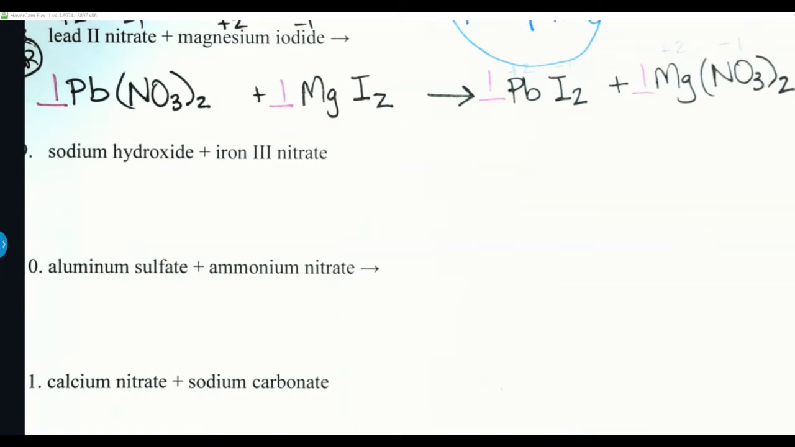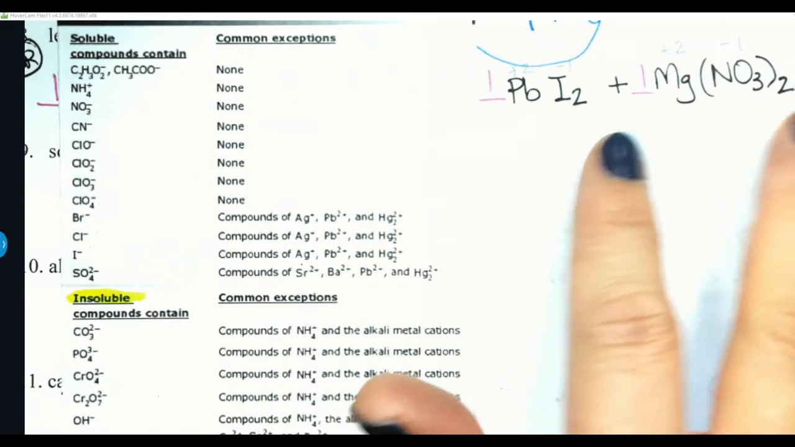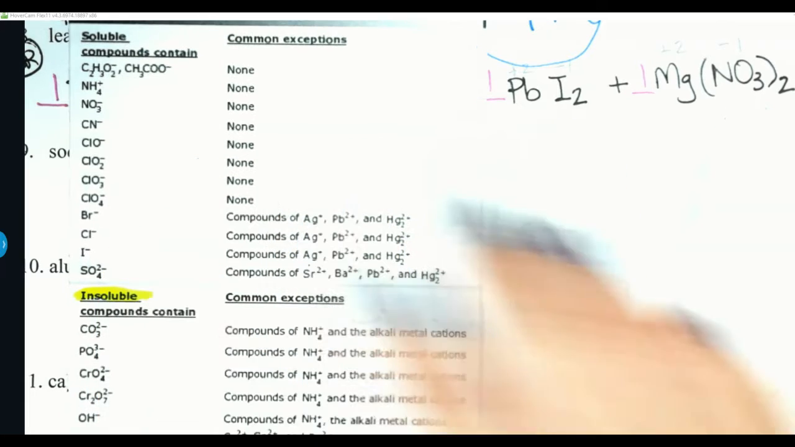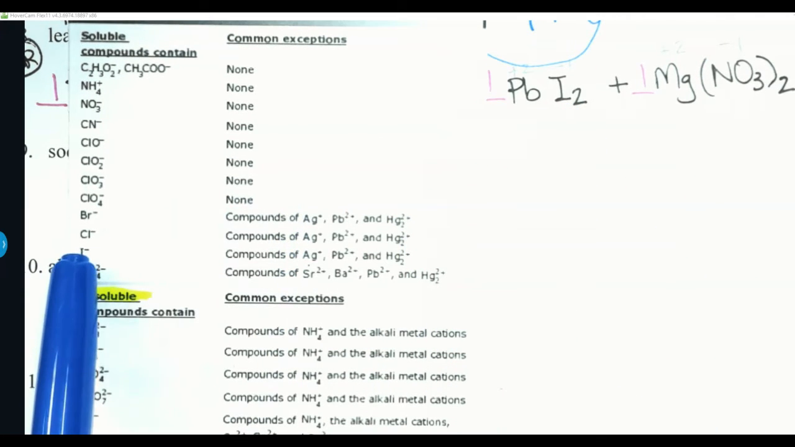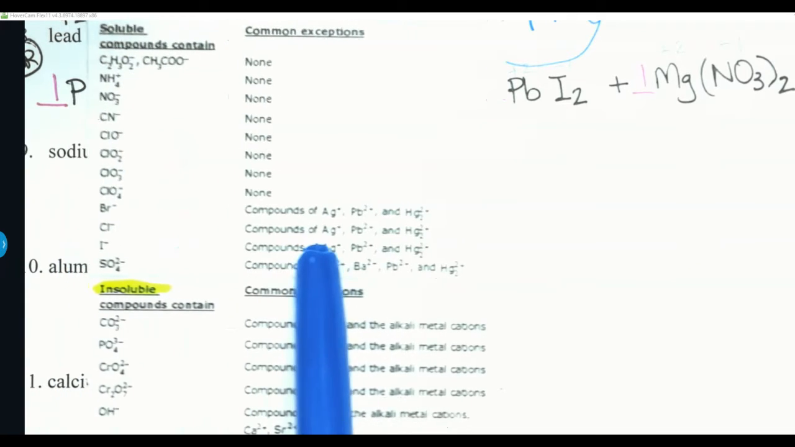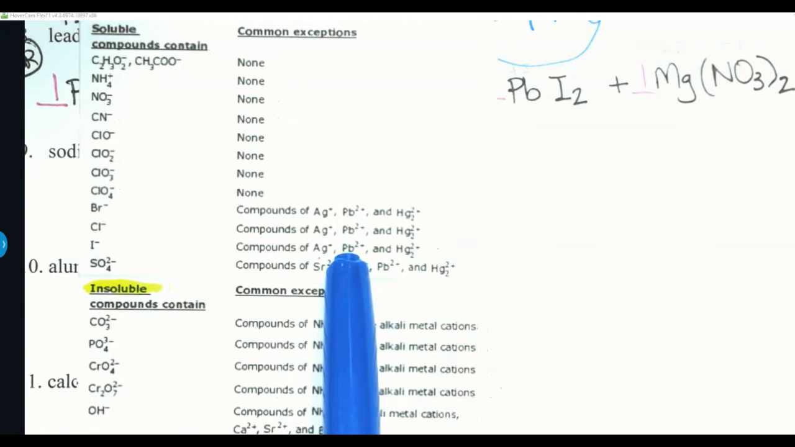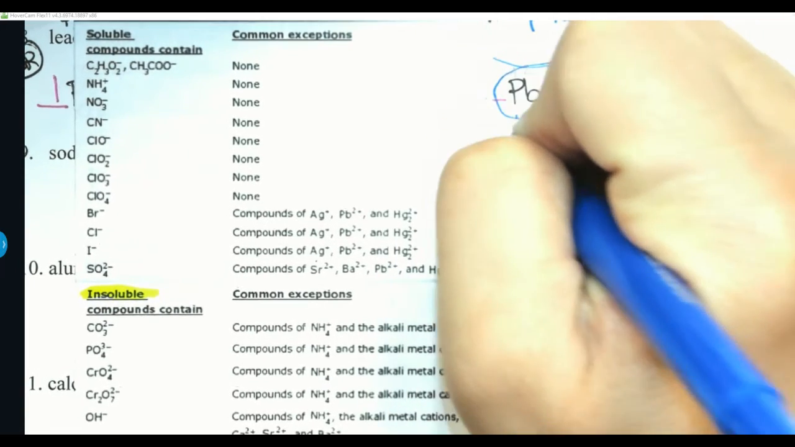Now, finally, use your solubility rules to determine which of these 2 products is a precipitate. And so if we look here, we can find iodide is there, and that is soluble except with lead. So because this is lead iodide, that makes this our precipitate.